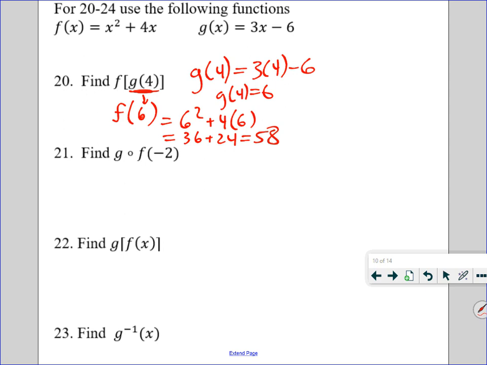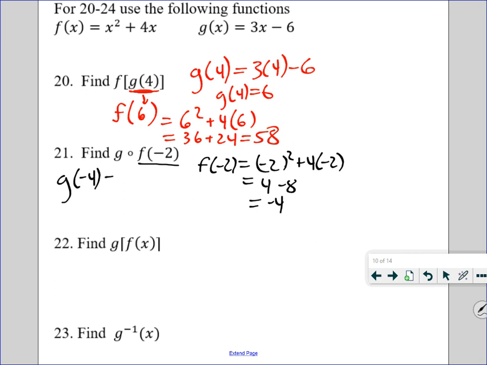This one is asking for g of f of negative 2, so I have to find f of negative 2 first. It would be negative 2 squared plus 4 times negative 2, which is 4 minus 8, which is negative 4. So g of negative 4 is 3 times negative 4 minus 6, which is negative 12 minus 6, which is negative 18. So g of f of negative 2 equals negative 18.